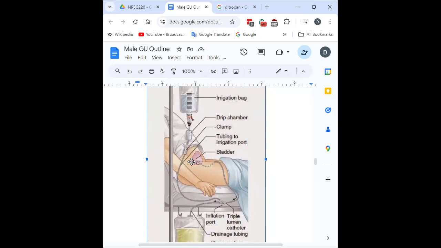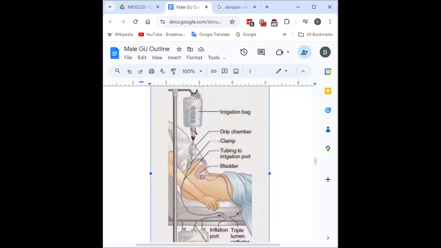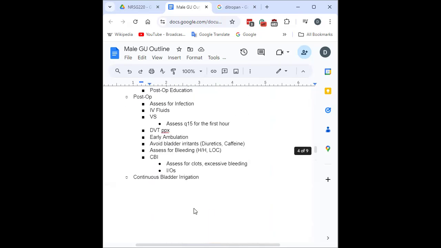So the thing to keep in mind with your I's and O's is that everything that gets irrigated, so all this fluid here in this bag, is going to go inside the bladder, and then that's also going to be coming out back into this drainage bag. So you need to keep in mind to not count the irrigation for your I's and O's. You can think of it like going in and then going out, because it's essentially going to go in and then go out.